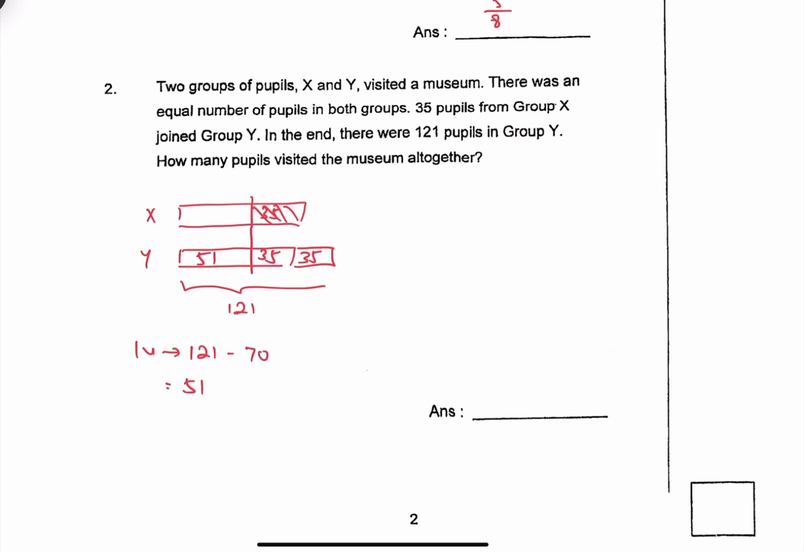So by writing the 51 inside, you will know how many pupils visited the museum altogether. So what to do, you can write 51 plus 51 plus 70. Okay, that will give you 172. So the answer is 172 pupils visited the museum altogether.